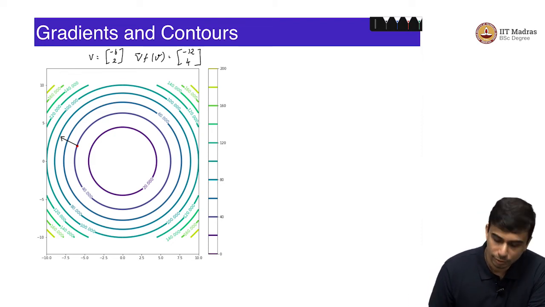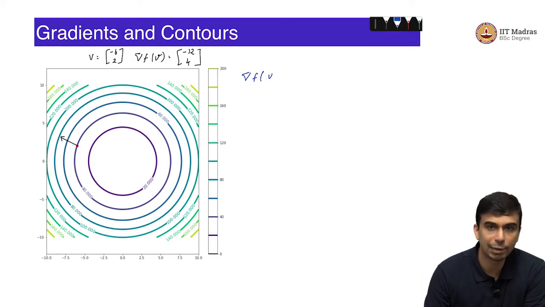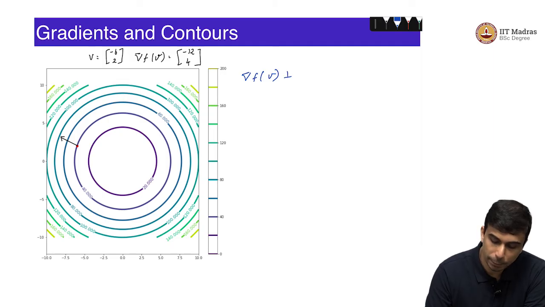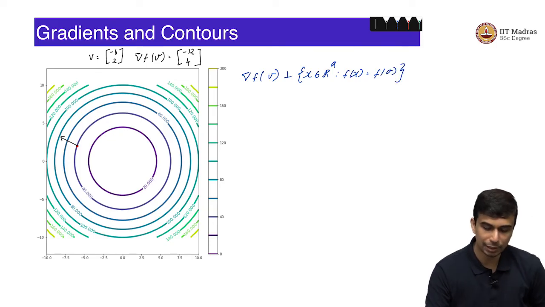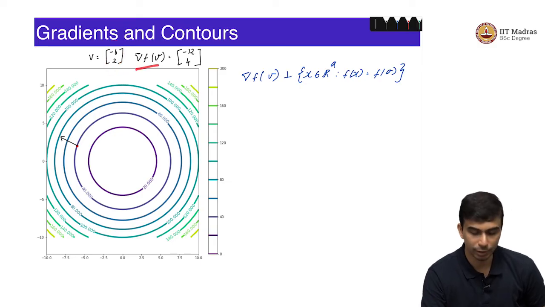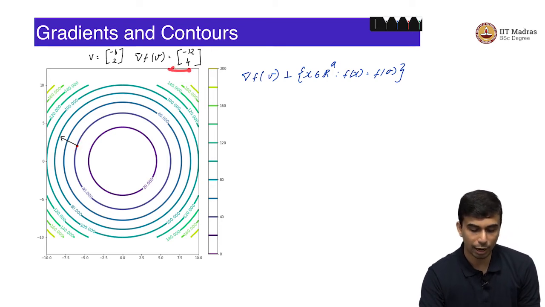Right. Here is the statement for the gradient, which is you can say that the gradient of f evaluated at, let us say at some point v is going to be perpendicular to the contour set, or the level set, given by the set of x in R^d such that f of x is equal to f of v. For example, let us say you take the point minus 6 comma 2 and the gradient of f at that point is simply minus 12 comma 4. So, what I have done here is I have taken the point minus 6 comma 2 and I have plotted the vector minus 12 comma 4 as a vector here. The lengths do not matter, only the direction matters.